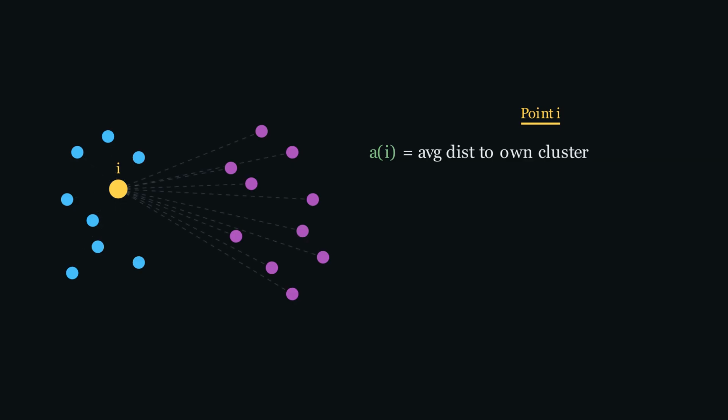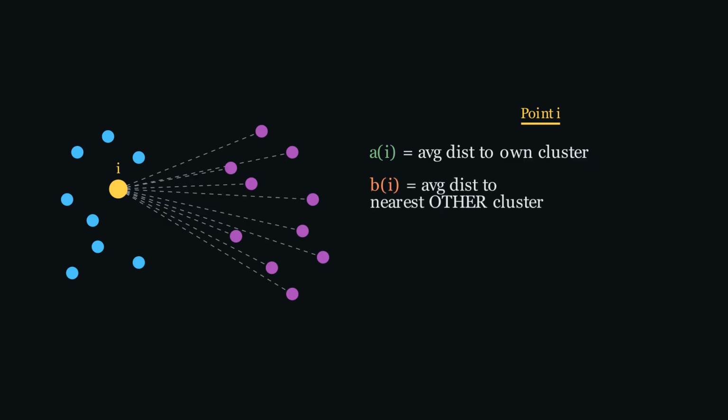Now let's measure how far point I is from the nearest other cluster. We look at cluster B and measure the average distance from point I to every point in it. That average distance is called b of I, the distance to the closest neighboring cluster. If there were more than two clusters, we would check every other cluster this way, and b of I would be the smallest average distance we find.